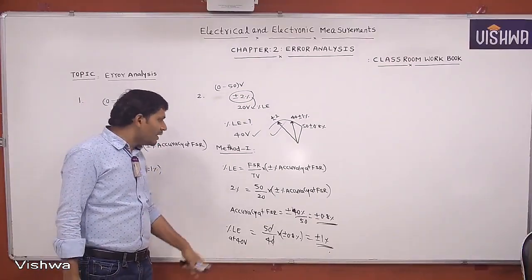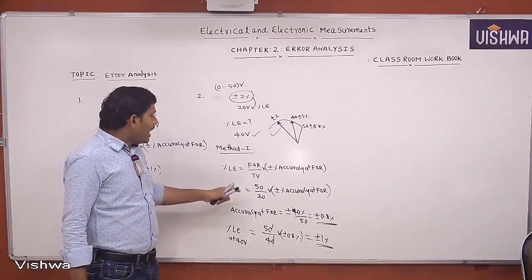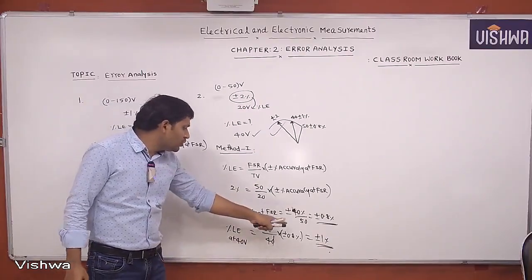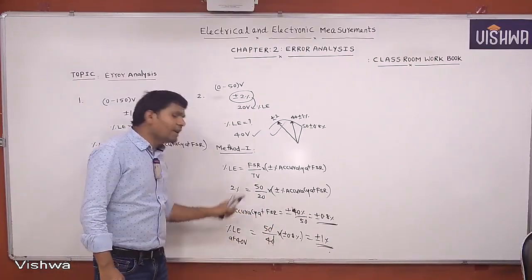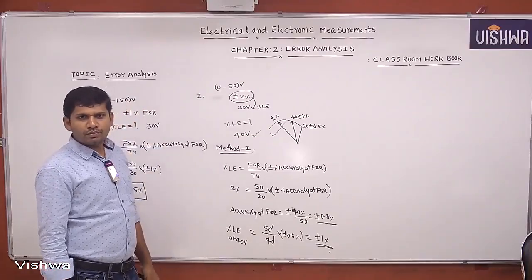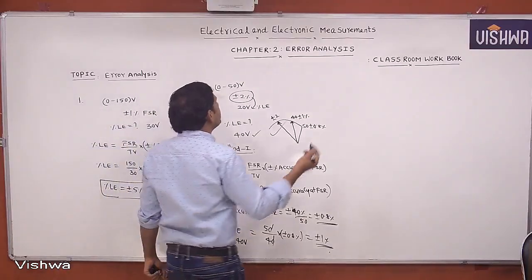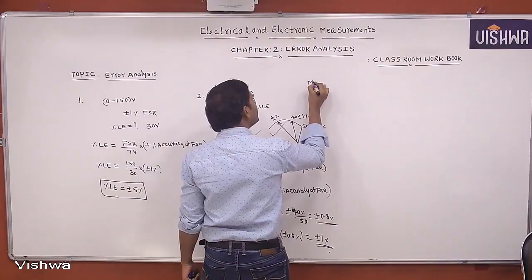Okay, this is method 1 you can solve. Simple. You calculate the accuracy at full scale, substitute it here, then you can get the limiting error at a given value. Or otherwise, the same problem we can also solve like this, method 2.